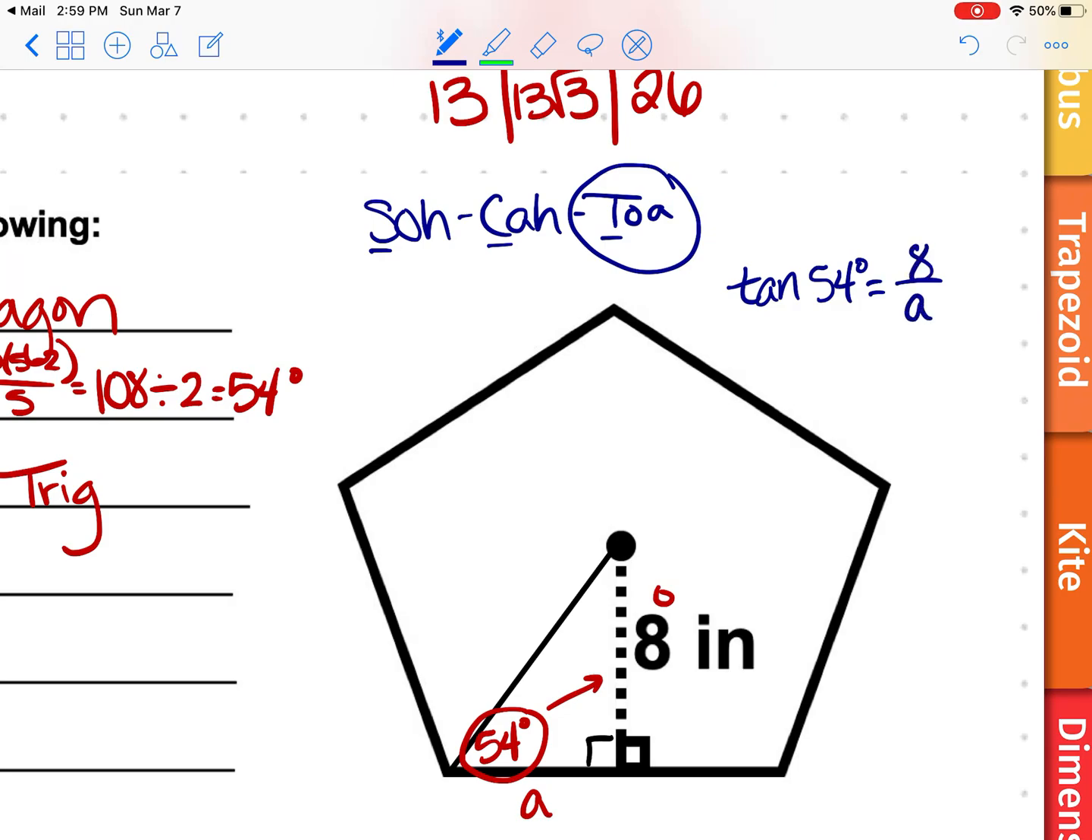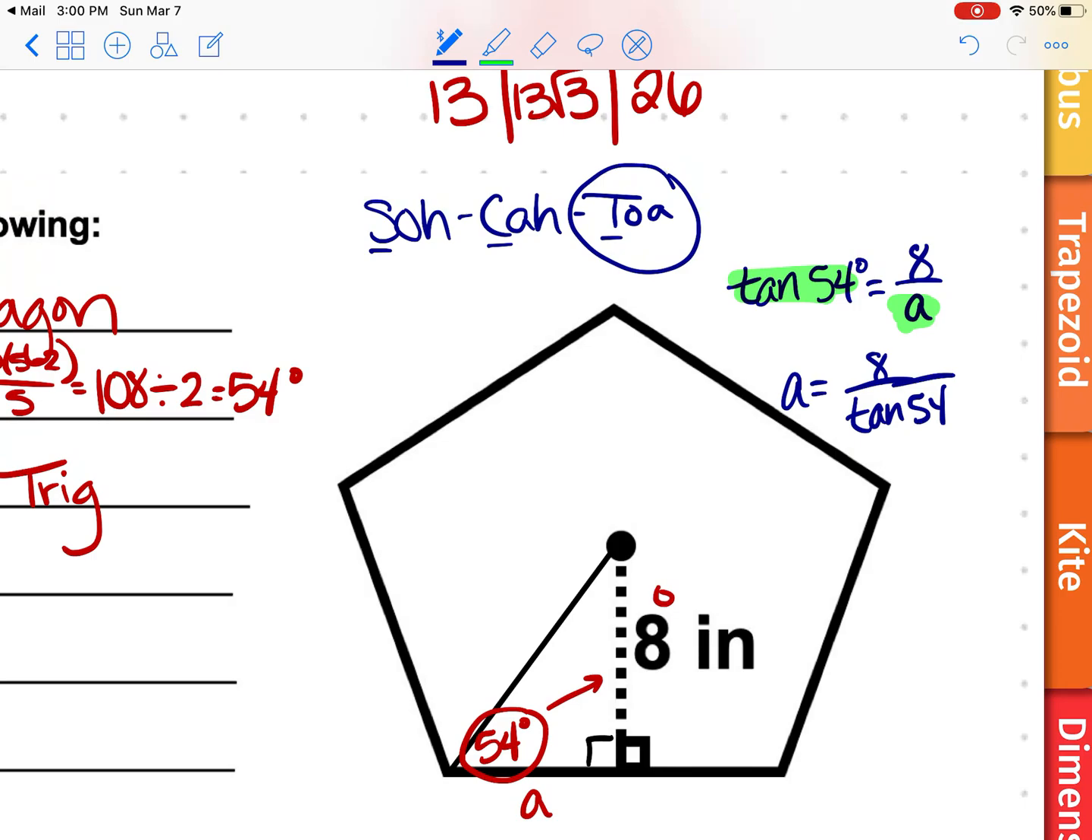So 8 over A. Well, remember, when our variable's in the denominator, that means we have to divide. So we need to switch places of the tangent 54 and the A. So we're saying A equals 8 divided by the tangent of 54. That's how you're going to plug it into the calculator: 8 divided by the tangent of 54. Make sure it's in degree mode.